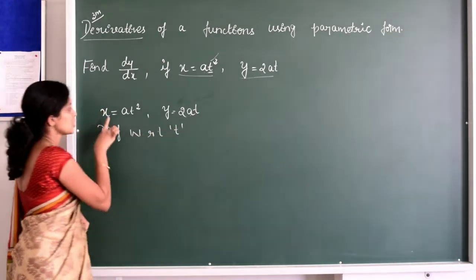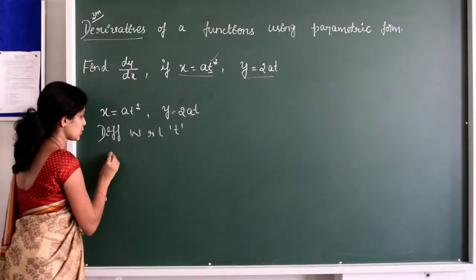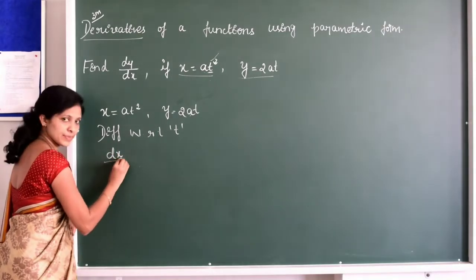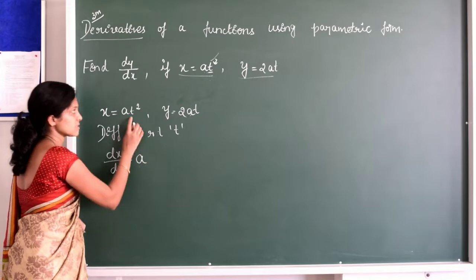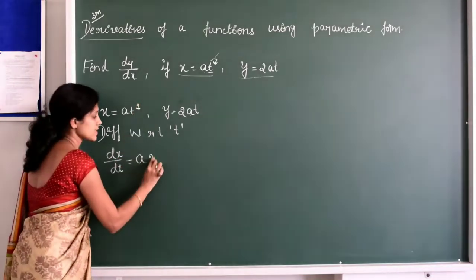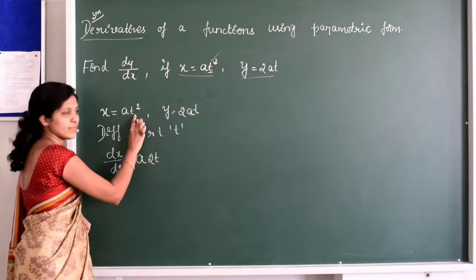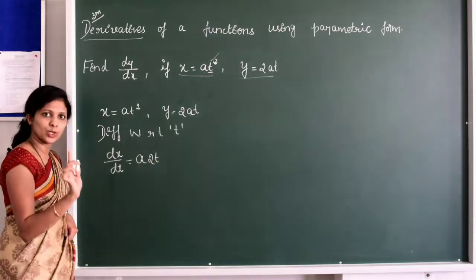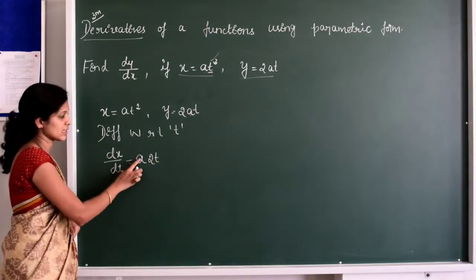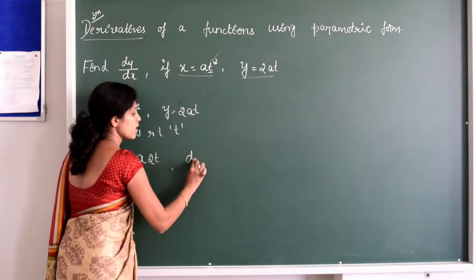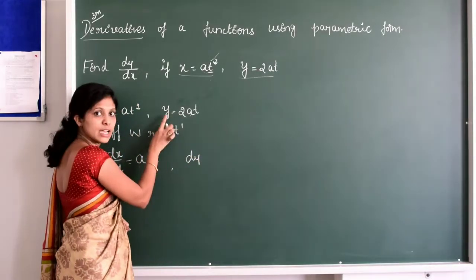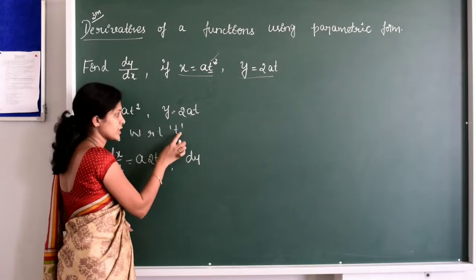Is it clear? So derivative of x with respect to t will be dx by dt is equal to a, a is constant as it is, derivative of t square is 2t and derivative of t with respect to t will be equal to 1. So dx by dt is equal to 2at. Is it clear? Now we differentiate this one, differentiating the function y with respect to t.